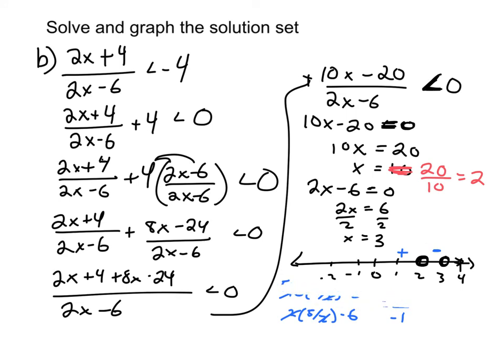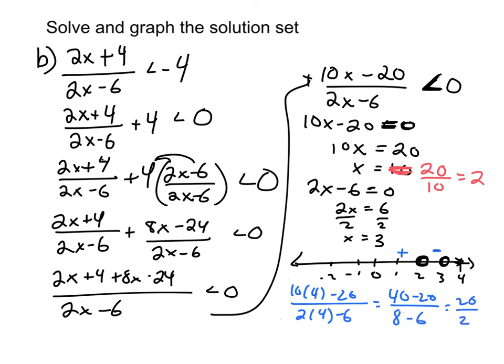We'll try the point x equals 4. Just needs to be any point that's more than 3. So 10 times 4 minus 20 over 2 times 4 minus 6. So it's going to be 40 minus 20 over 2 times 4 is 8 minus 6, right? So it's going to be 20 over 2. That's a positive number, so it's positive.